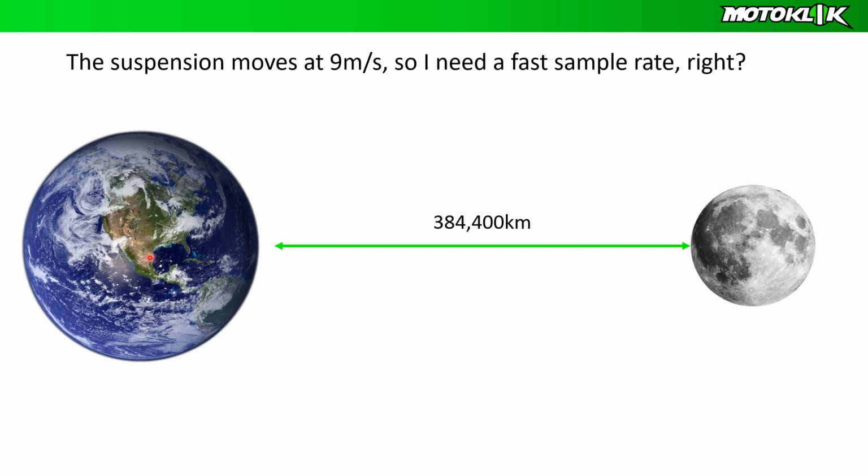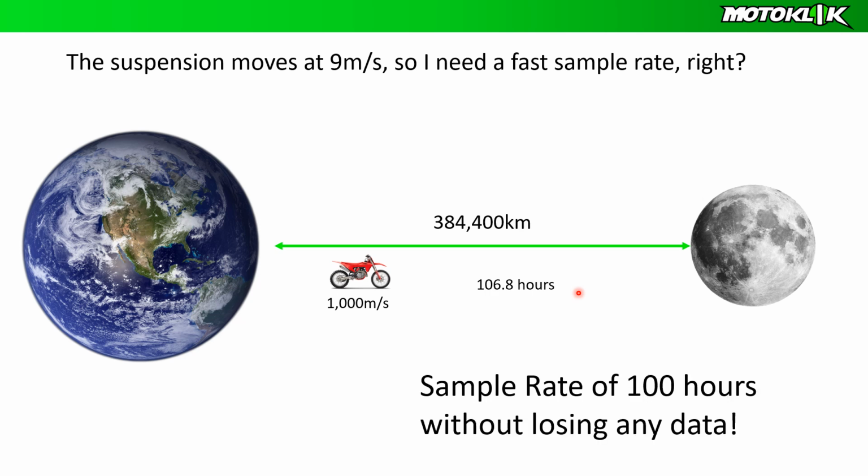The distance from the Earth to the Moon is 384,000 kilometers. And if we have an object that moves at 1,000 meters per second, so a lot faster than the 9 meters per second, it will take 106 hours to get from the Earth to the Moon. So this means that we can use a sample rate of 100 hours without losing any data. So if we only measure the speed here and then again here, 100 hours later, and it shows 1,000 meters per second, that means we haven't lost any data.